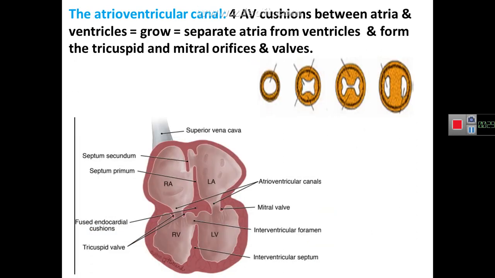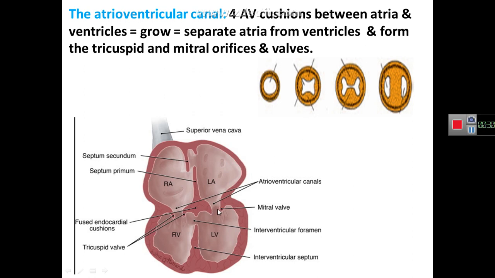The atria and ventricles surely must separate from each other. And we said that between the atria and the ventricle, we have four atrioventricular cushions. The atrioventricular cushions, as shown in this figure, will grow toward each other and close the atrioventricular orifices, forming right and left atrioventricular orifices. Each orifice is guarded by a valve.